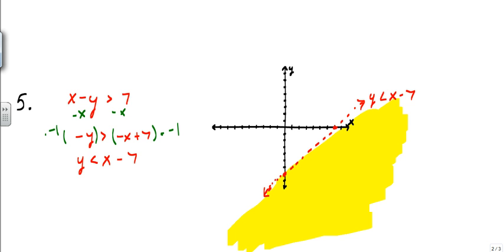But just to show you, if you weren't sure where to shade, you could pick a point. And like I said, I like to pick the point 0, 0. I'll just plug that into my equation and see if it works. If it works, I should shade the side 0, 0 is on. If it doesn't work, I'll shade the other side. So let's just try it real quick. 0 is less than 0 minus 7. 0 is less than negative 7. 0 is not less than negative 7. 0 is actually greater than negative 7. So that does not work. Therefore, I should shade the other side, which I did.